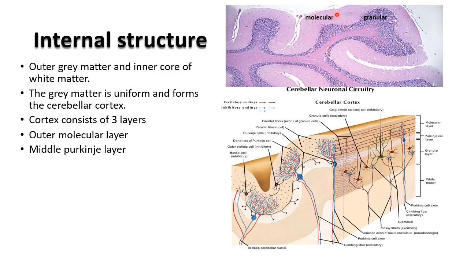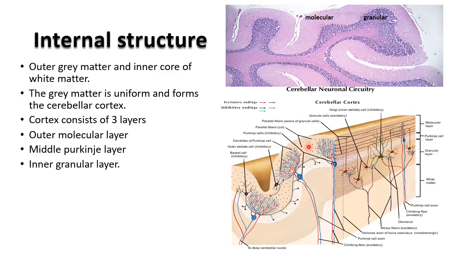So the gray matter, the cerebellar cortex, is made up of three layers: molecular layer, Purkinje layer and inner granular layer. Okay, now let us try to understand the structure of each and every layer. This is very important to understand the function of the cerebellum. Okay, so how the cerebellum works.